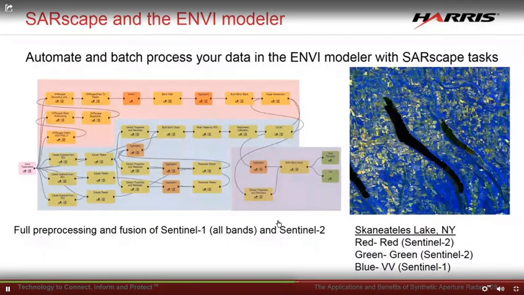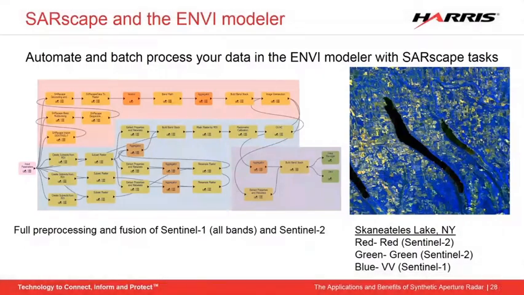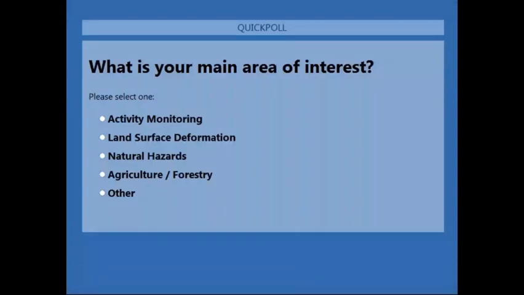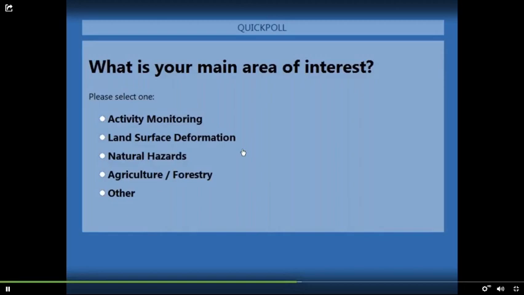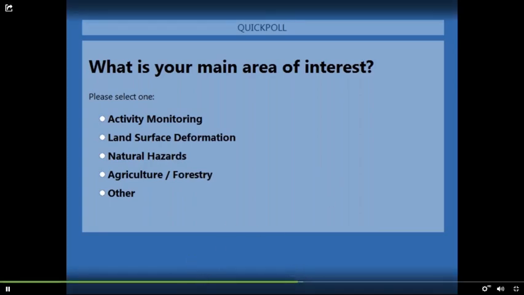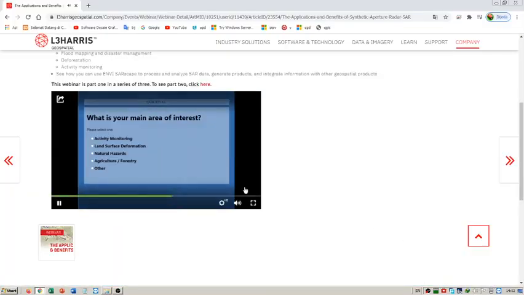And with that, I'm going to hand it back over to Nigel for the last poll question. Great, thank you, Megan. Yeah, so the fourth poll question will be coming up. Should be on your screen now. And here we're looking to understand what your main area of interest is, what application you're looking to apply SAR data to. And the options are activity monitoring, land surface deformation, natural hazards, agricultural forestry, or maybe you have some other. And for those that choose other, we'd be interested to find out more later from you what those are.